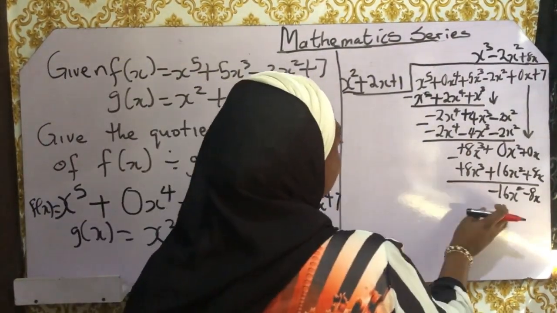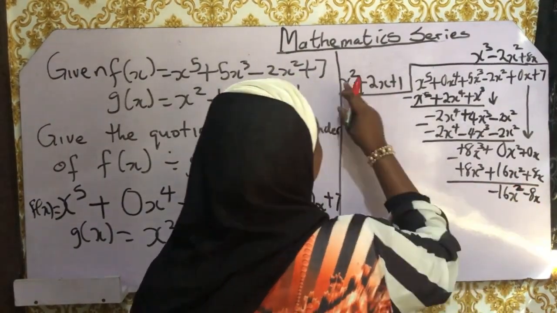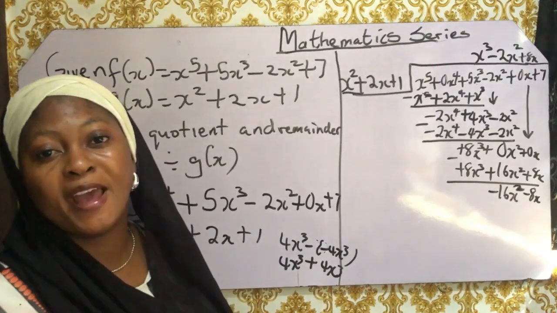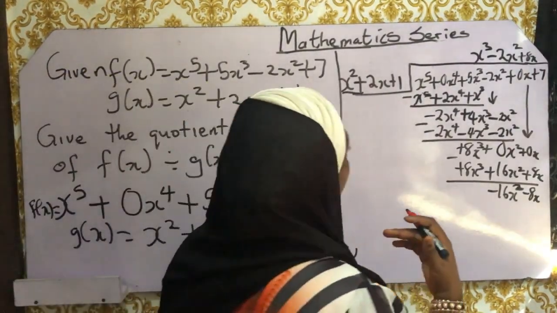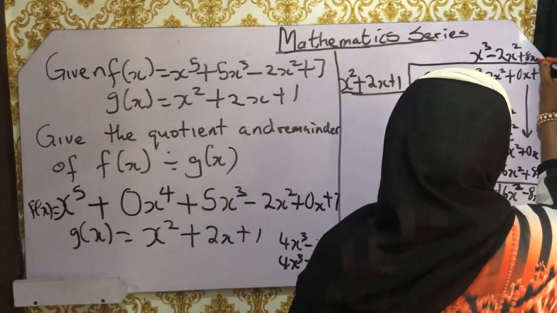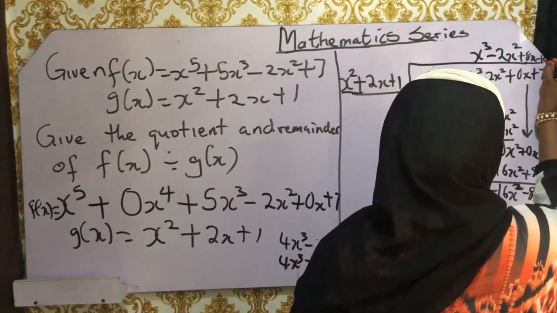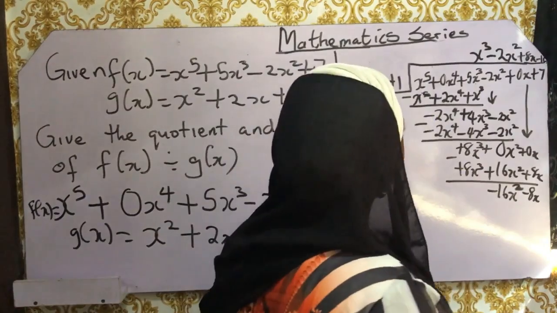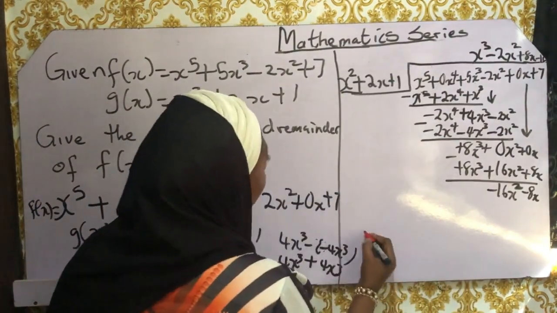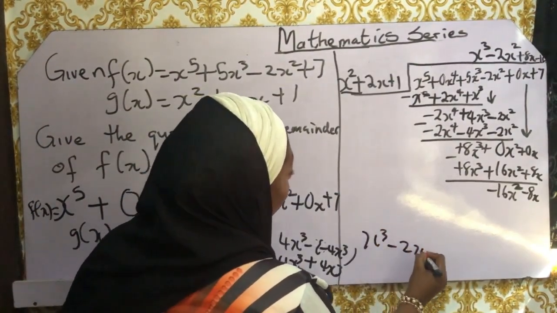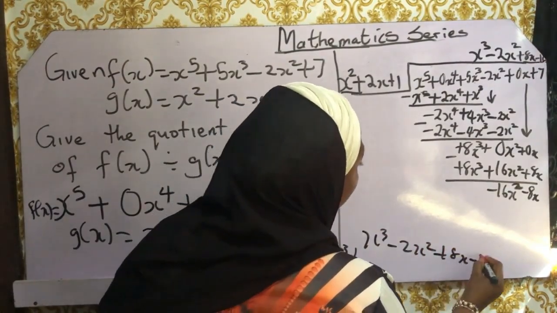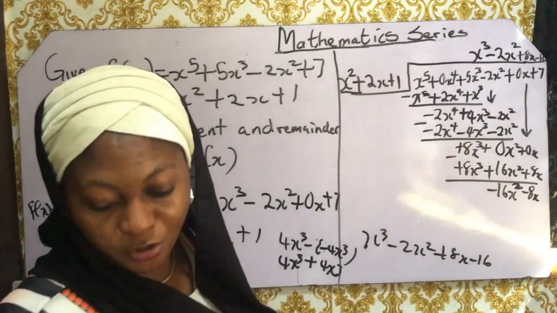So what do we have? 16x squared divided by x squared will give us negative 16. So we have negative 16. Okay, I can just shift this. Let me write my answer here so I can shift it. x squared minus 2x squared plus 8x minus 16. So I just want to rewrite it so it will be clearer.